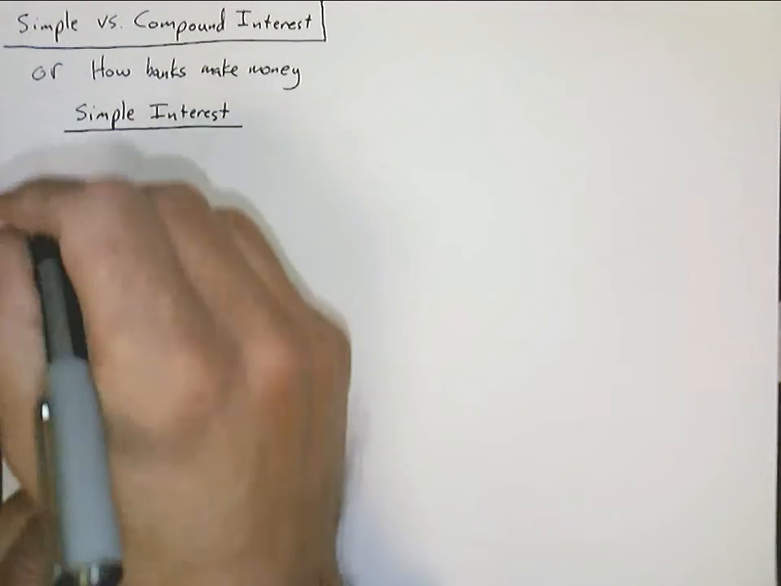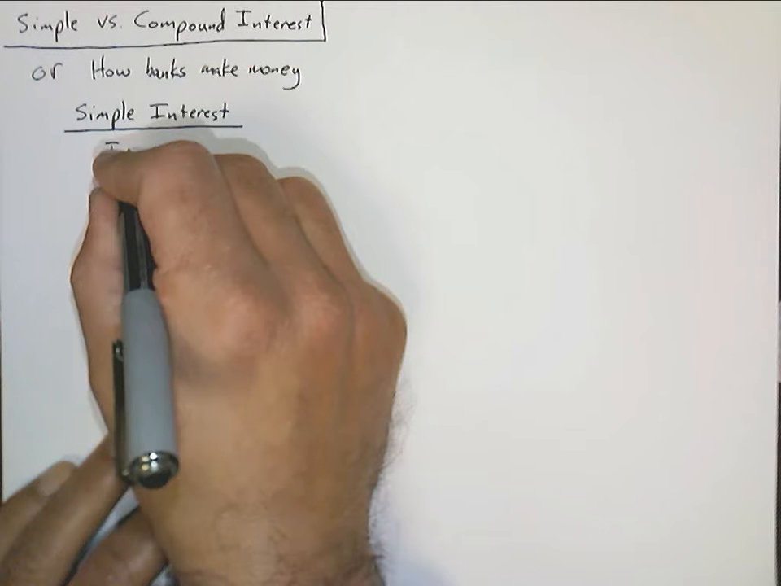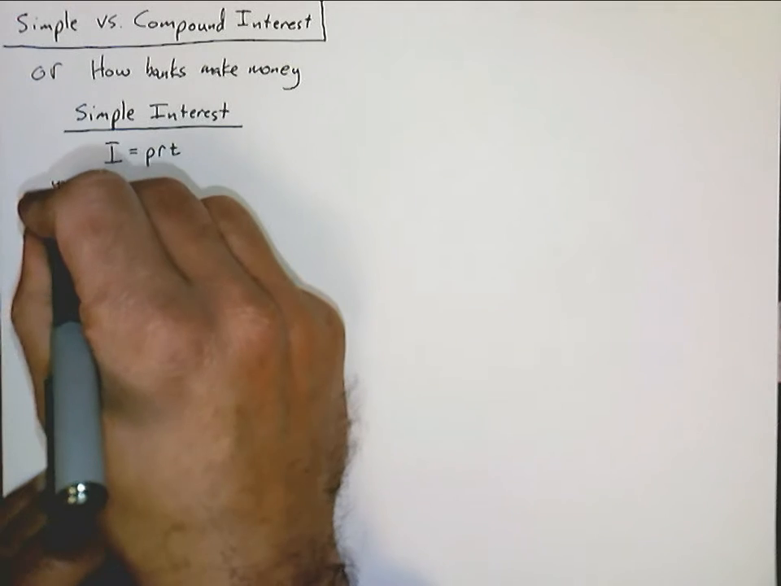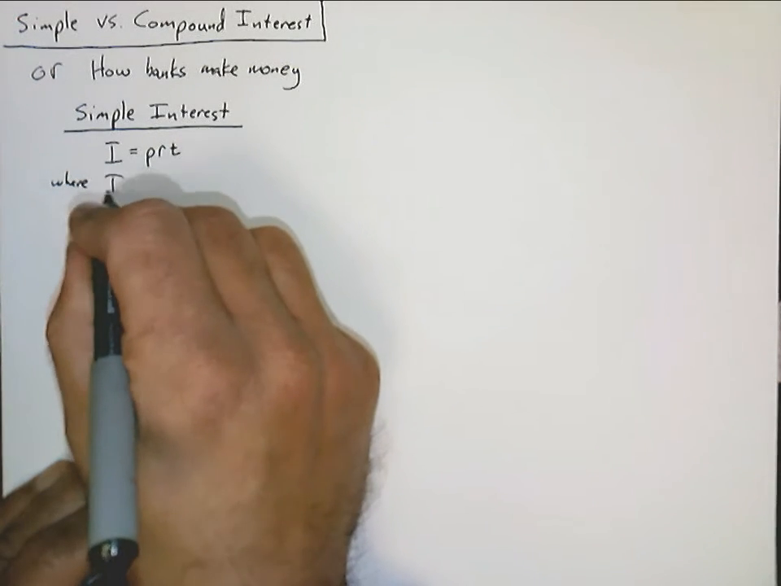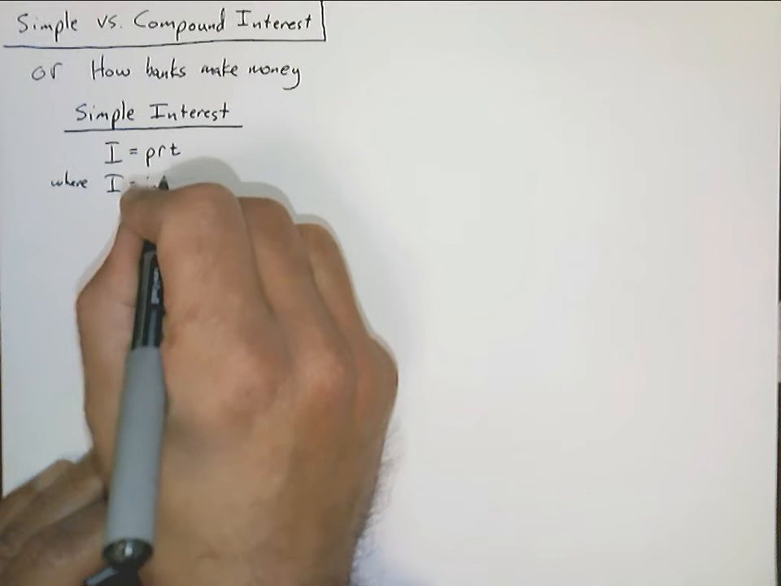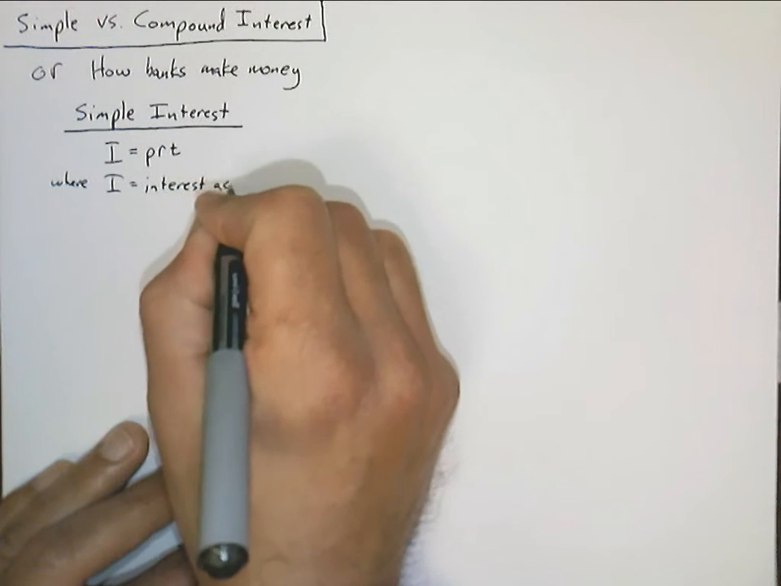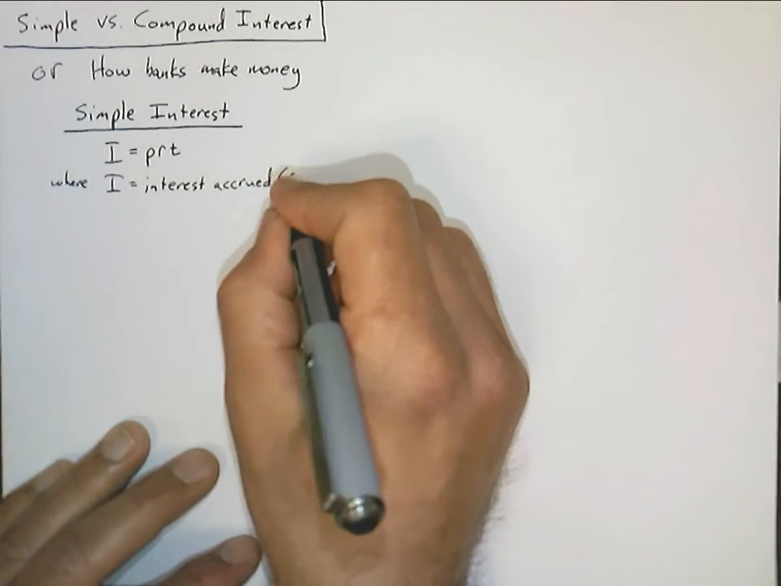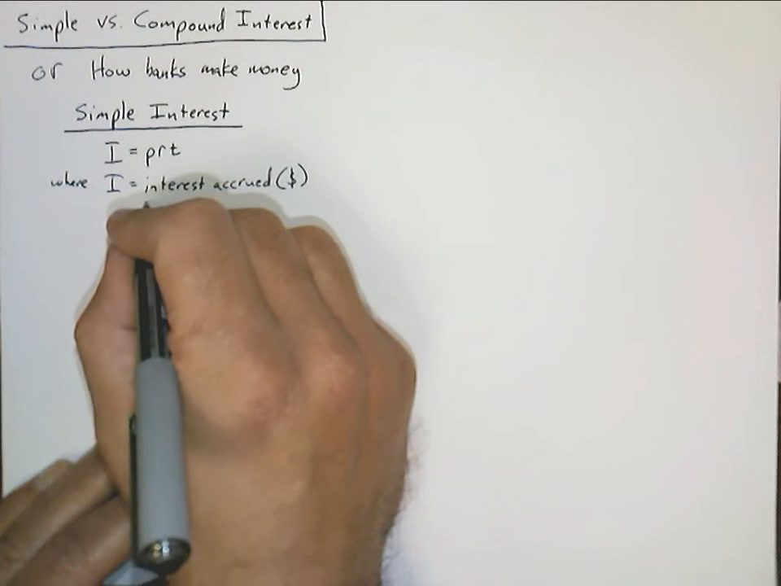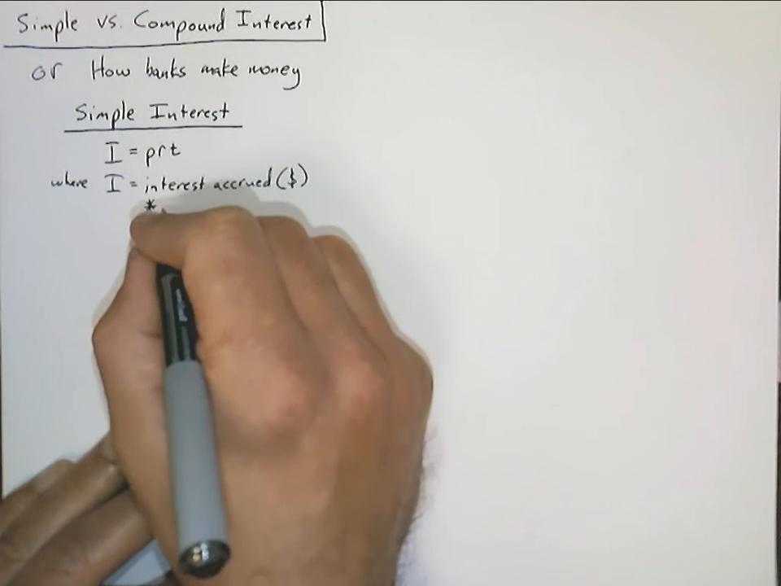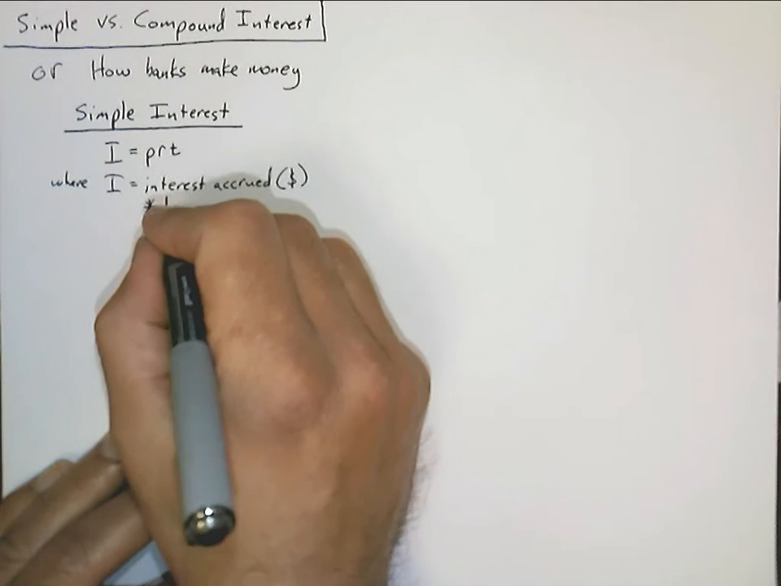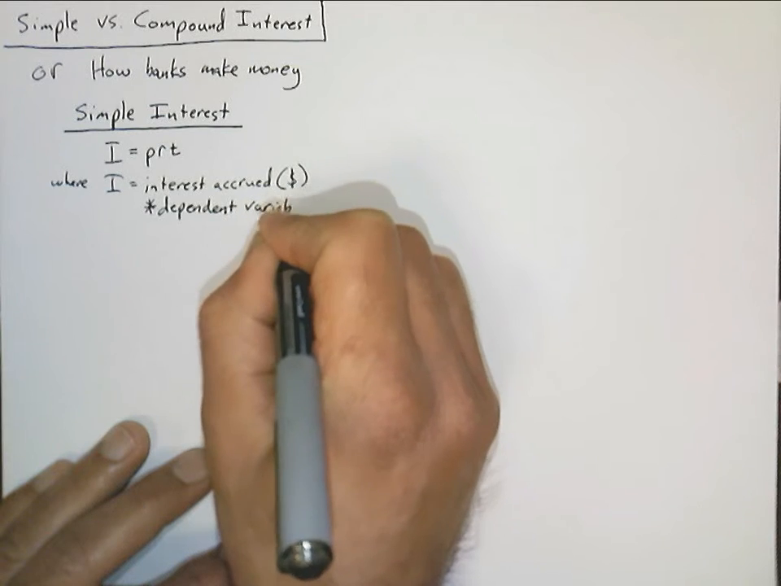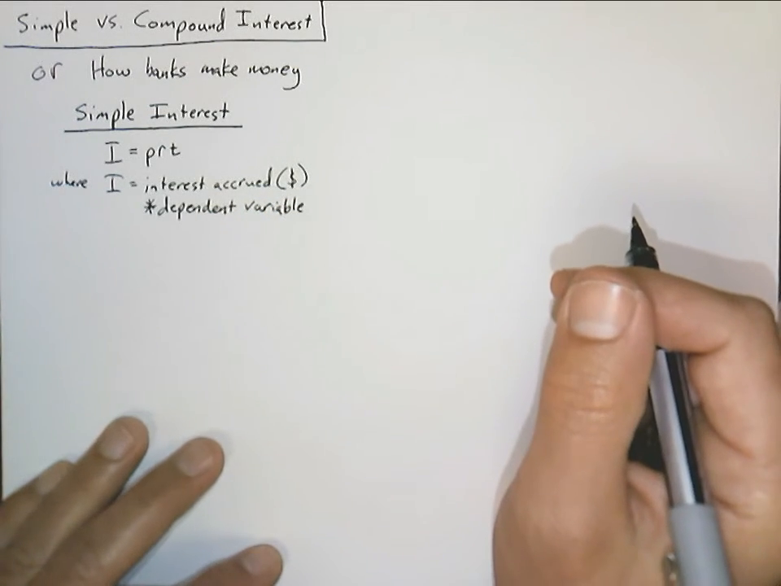And for simple interest, they use this formula, which is I is equal to P times R times T, where I stands for the interest accrued, meaning it accrues over time, and that's of course going to be in dollars. And in the calculation that the bank does, they deal with the interest as the dependent variable. And it depends upon how long you're going to take to pay the loan back.